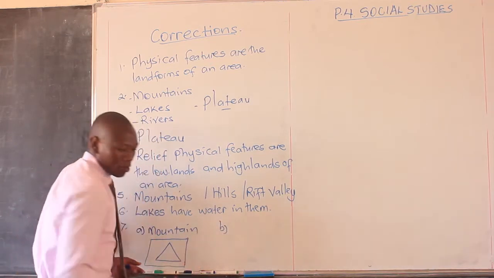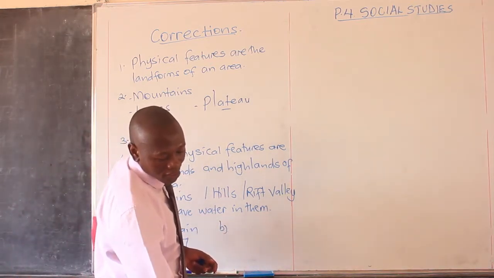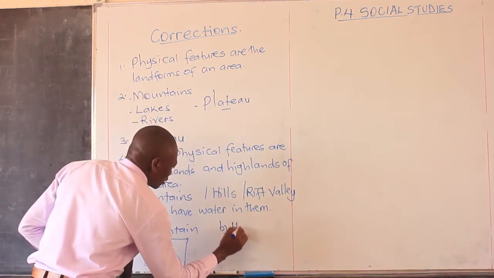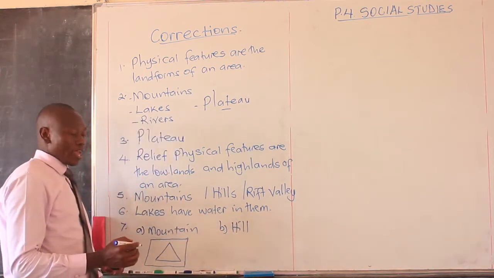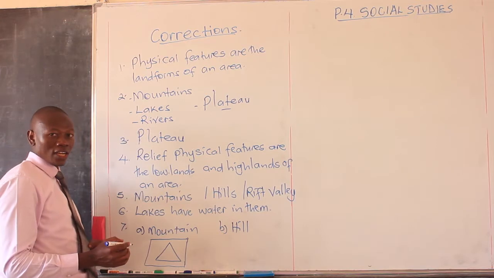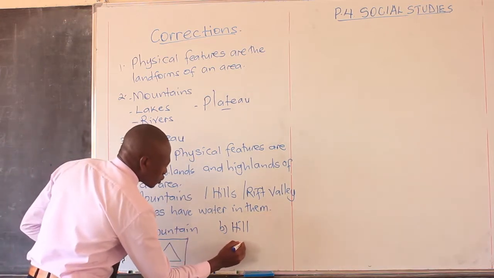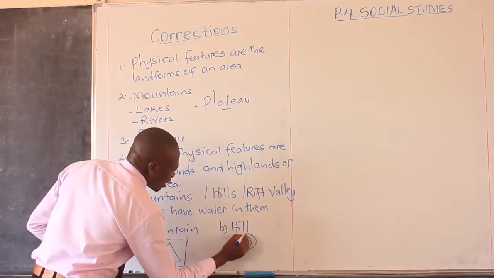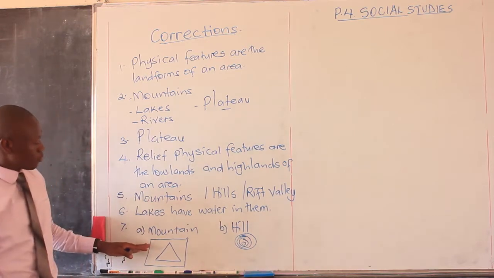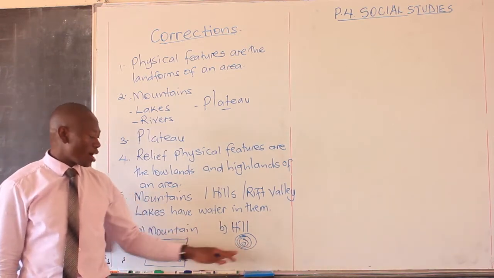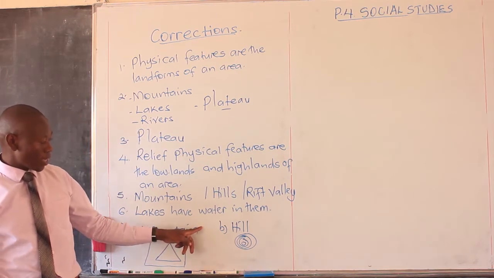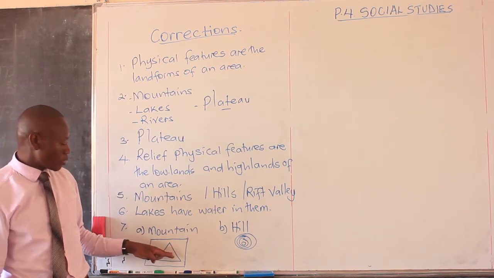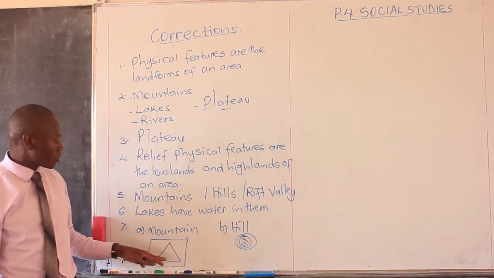Number B was asking you to draw a map symbol to represent a hill. We say sometimes the symbol of a hill resembles that of a contour. So with the hill we go circular like that. So this is the symbol of a mountain and this is the symbol of a hill. Remember it's not a mountain peak, that's why I have not shaded it. Get the difference between a symbol of a mountain and a symbol of a mountain peak.